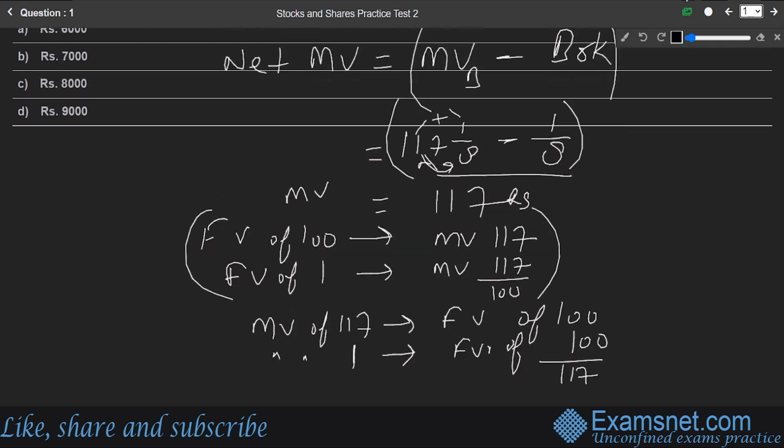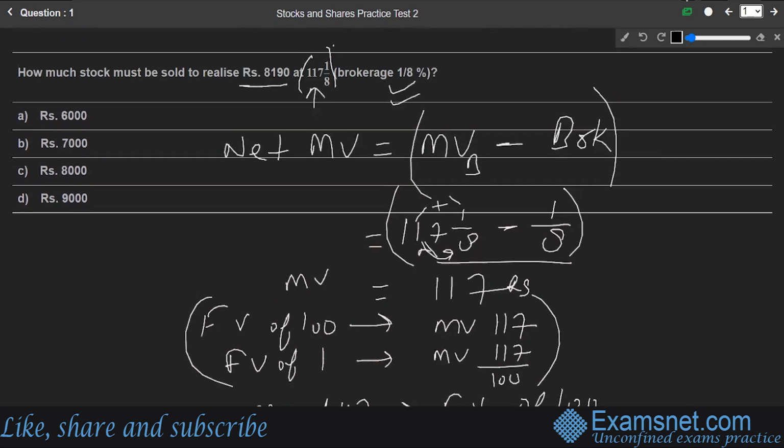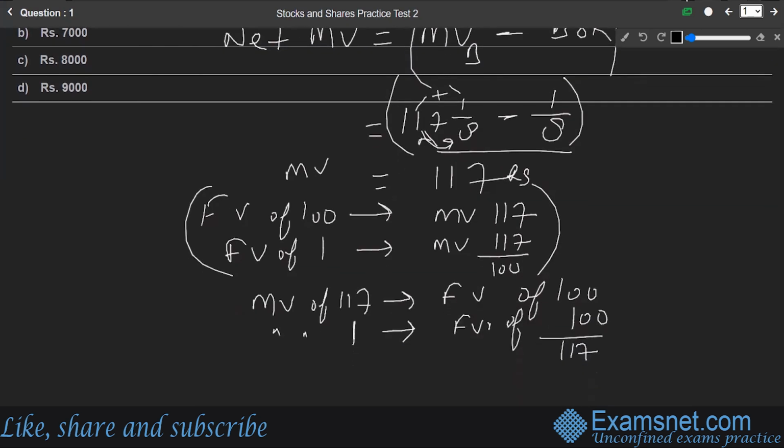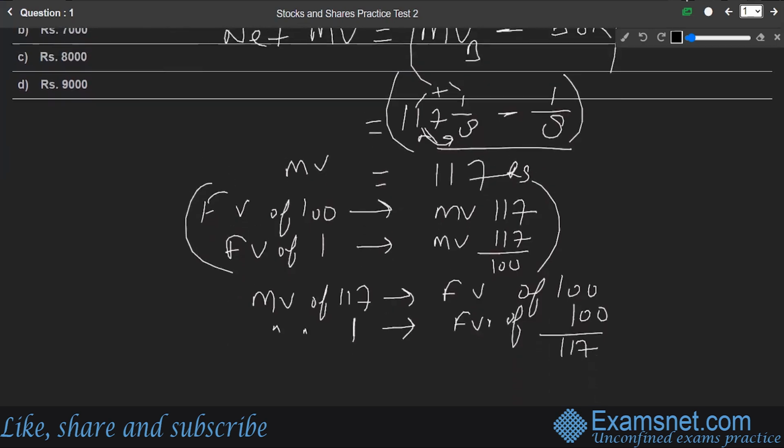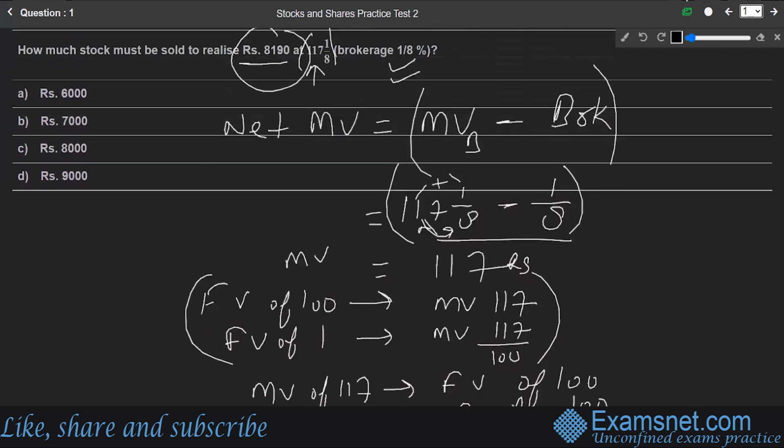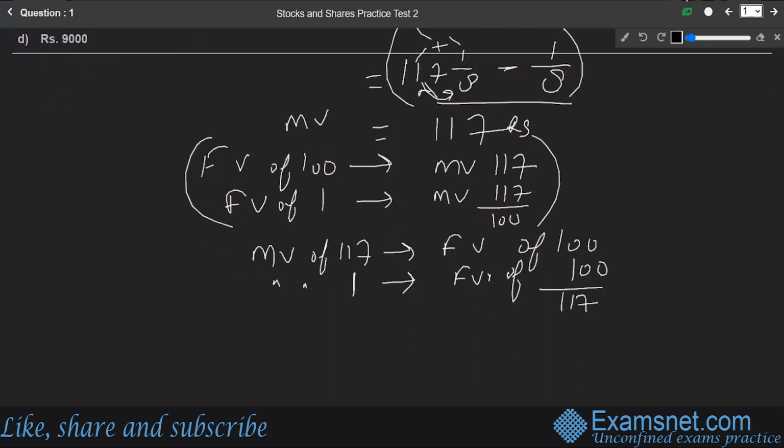Now how much is the market value that is available with us? How much are we supposed to realize? We are supposed to realize 8190. So that much is the market value we have to realize, and we need to know the face value of that. So the market value of rupees 8190 will be how much? It will simply be equal to the face value of 100 by 117 into 8190. That is the simple unitary method.